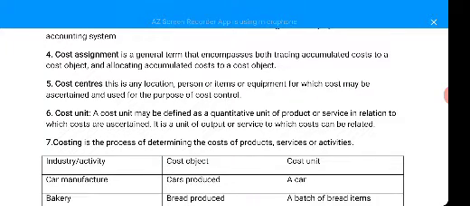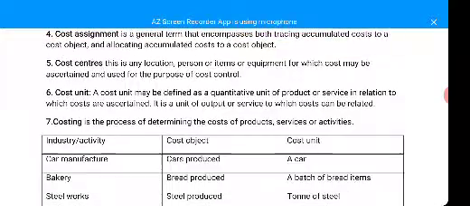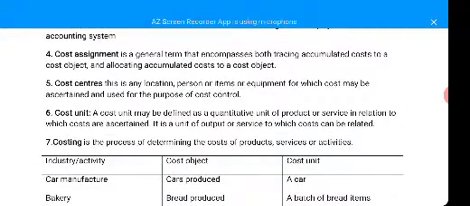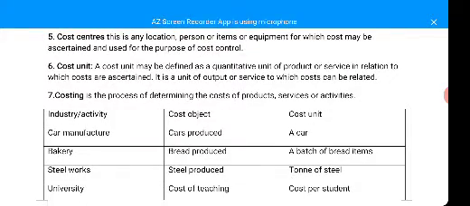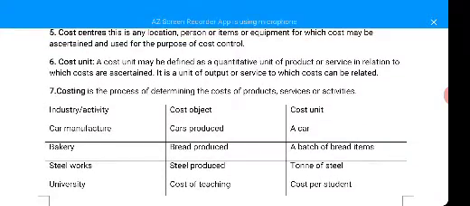We have cost centers. This is any location, person or item of equipment for which costs may be ascertained and used for the purpose of cost control. Cost unit. What is a cost unit? A cost unit may be defined as a quantitative unit of product or service in relation to which costs are ascertained. It is a unit of output or service to which cost can be related.